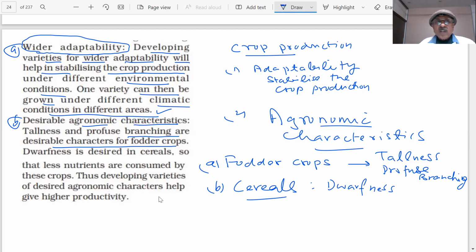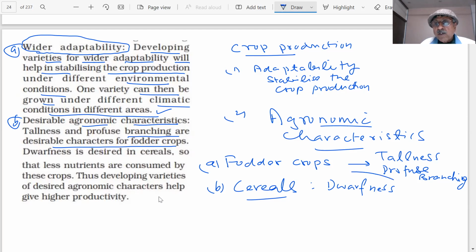तो व्हाट आर सीरियल्स? क्या पढ़ा था आपने? कौन से थे सीरियल्स? व्हीट, राइस, मेज. तो उनके लिए आपको ड्वार्फनेस चाहिए. ठीक है. Dwarfness desired in cereals so that less nutrients are consumed by this crop.